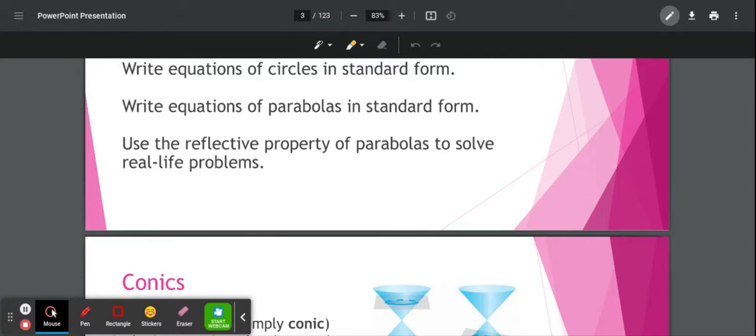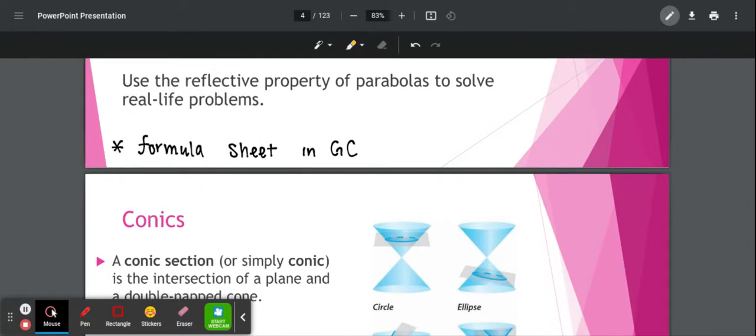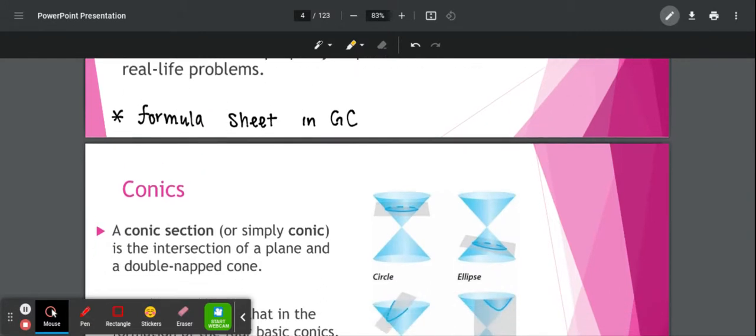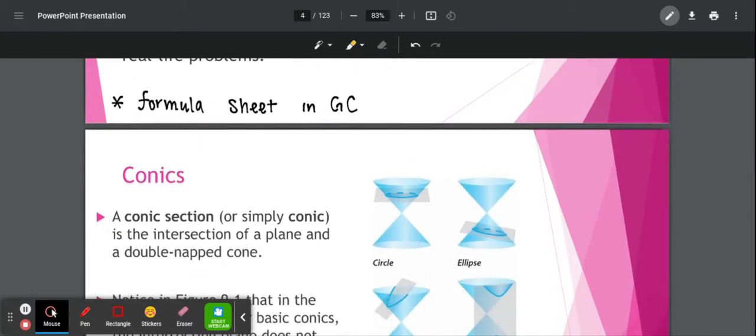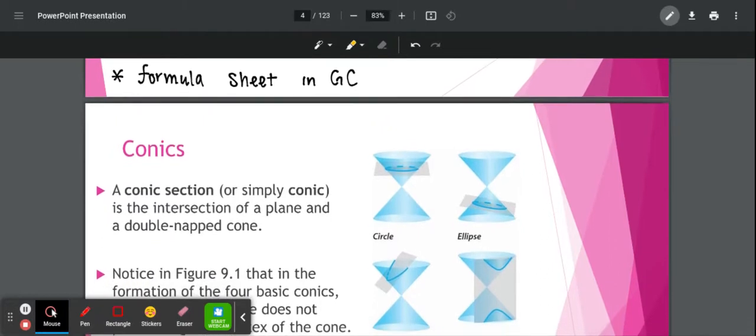Just a side note, make sure that you are looking for that formula sheet in your Google Classroom. If you have a way to print it out, that might be easiest too. All of these formulas are on your formula sheet, and that is in Google Classroom under Chapter 9.